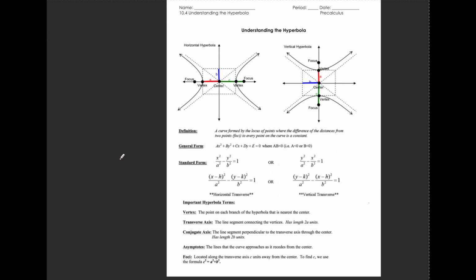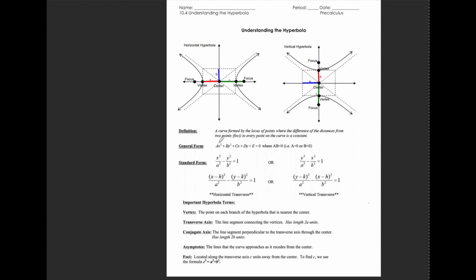Hey guys, today we're going to talk about understanding the hyperbola. So, looking at the equation and pulling out key information or identifying features, and then using those identifying features to graph the hyperbola. Down here, we have our general form of a hyperbola.